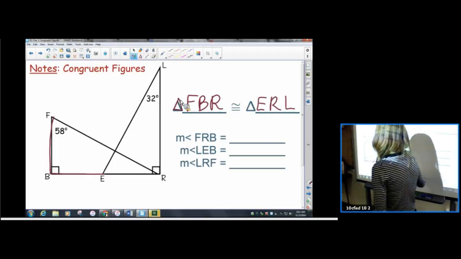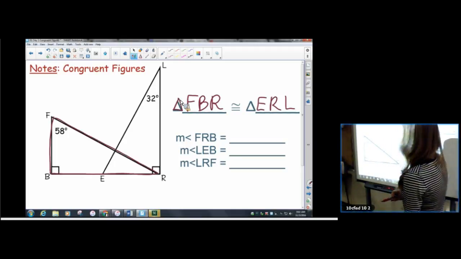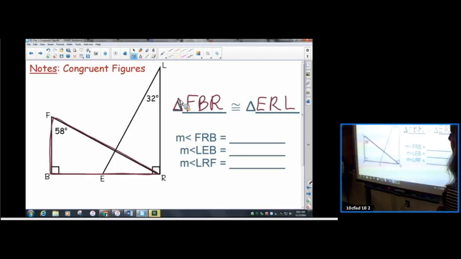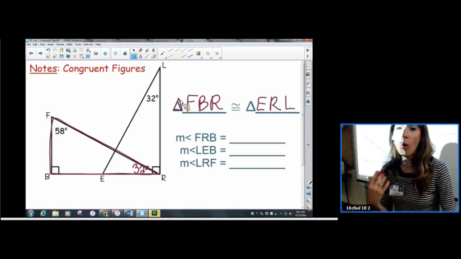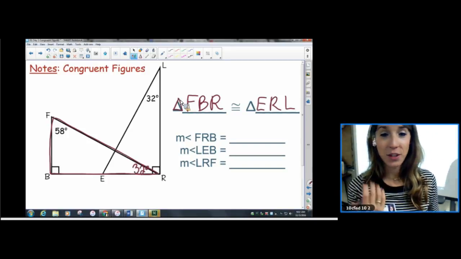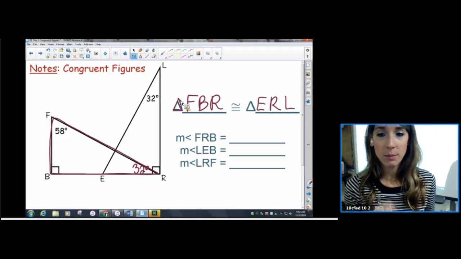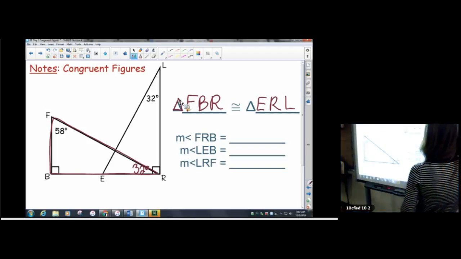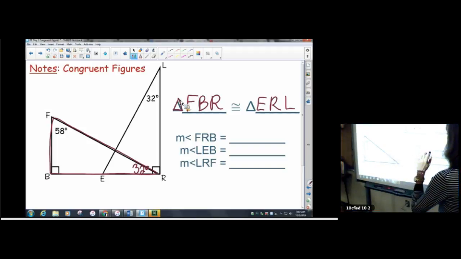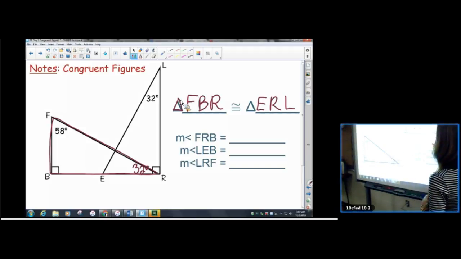Let's look at this triangle right here. That angle is 58, the other angle is 90, so triangle sum theorem. This angle is 32, or we could have just compared that angle to angle L, because we know corresponding parts are congruent. So that would be FRB, done with this one, 32 degrees.